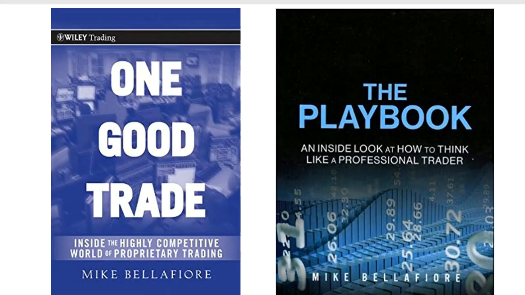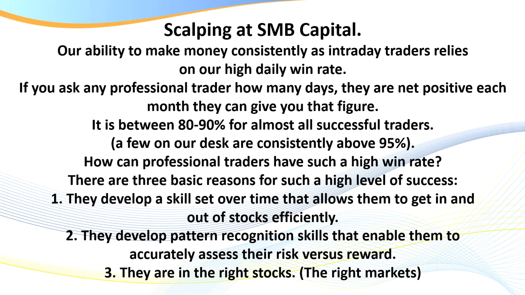Now, the setups that I want to show you today, particularly the one that comes out of The Playbook, these are two excellent books by Mike Bellafiore. And he's the CEO, one of the partners at SMB Capital out of New York. One Good Trade is really talking more about his trade. It's still an excellent book. There's some real words of wisdom in there. And then there's his Playbook, which I believe that every trader should invest in. Now, with most of his traders, because they're prop traders, they're mainly day traders and scalpers. He talks a lot about that in the book.